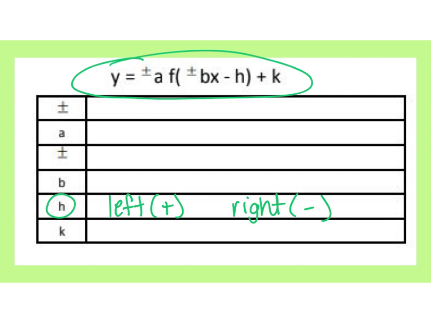Now, while we talk about k, k is exactly what you think. So you're going to go up if you're adding, and you're going to go down if you're subtracting, okay? So in these two cases, h is the tricky one, and k is exactly what you think it should be.